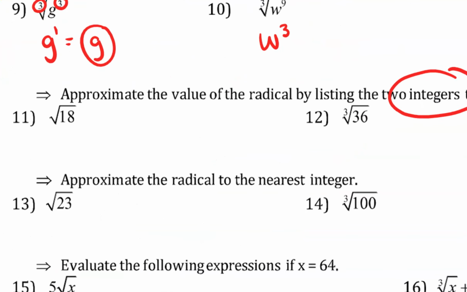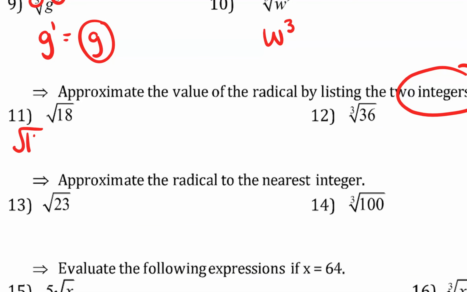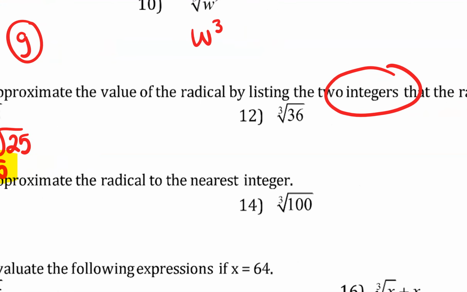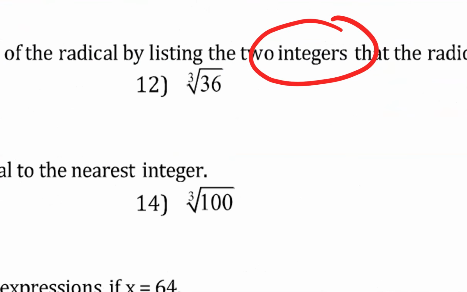So square root of 16 and square root of 25. But those aren't integers. We're going to reduce those. Square root of 16 is 4. Square root of 25 is 5. Those are the 2 integers that 18 is closest to. If you actually type root 18 into the calculator, you get something like 4.2 something, which is between 4 and 5. All right, the next one, cube root of 36.